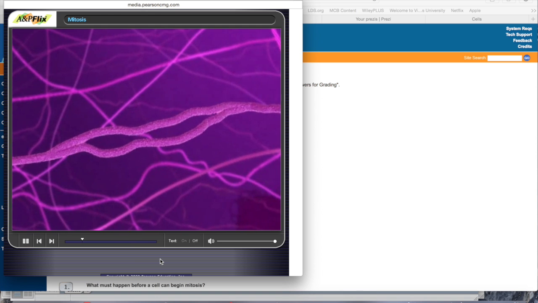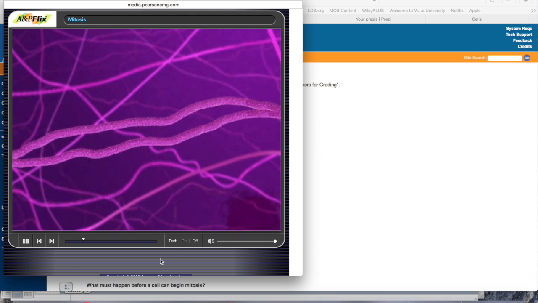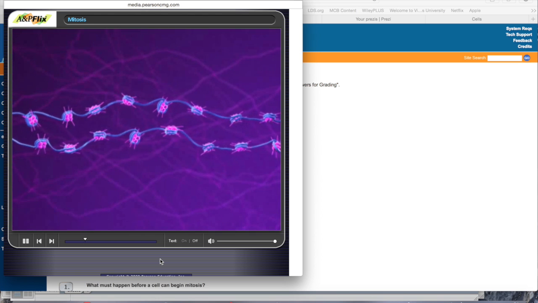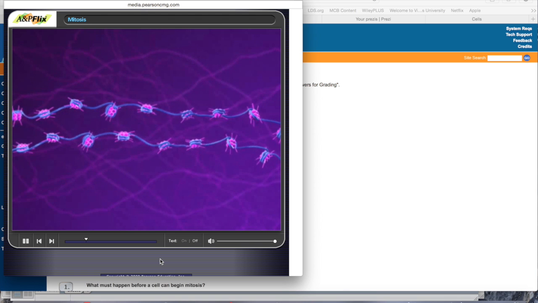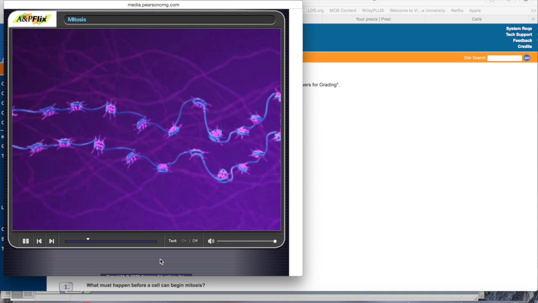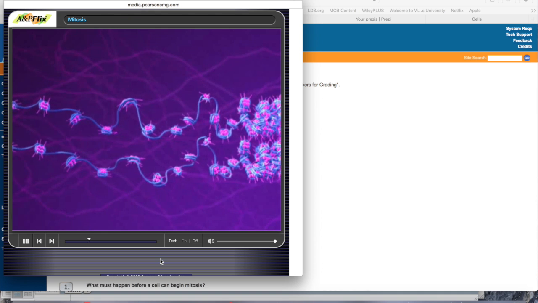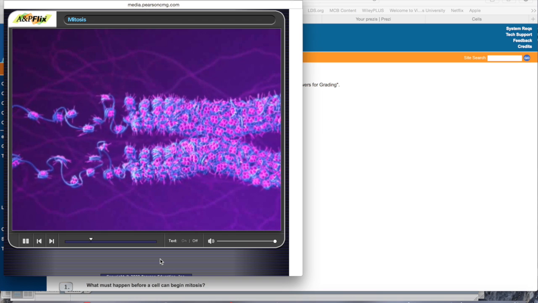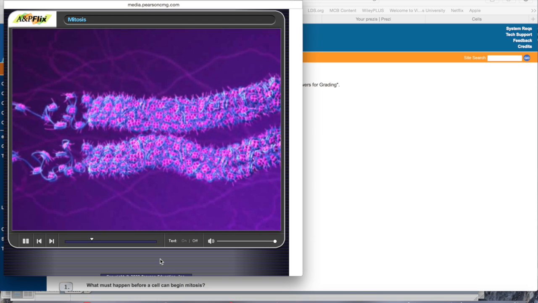Each chromosome now consists of two identical copies called sister chromatids. Getting closer, we see that each sister chromatid consists of DNA wound around small proteins called histones. The sister chromatids begin to coil into tight helical fibers.